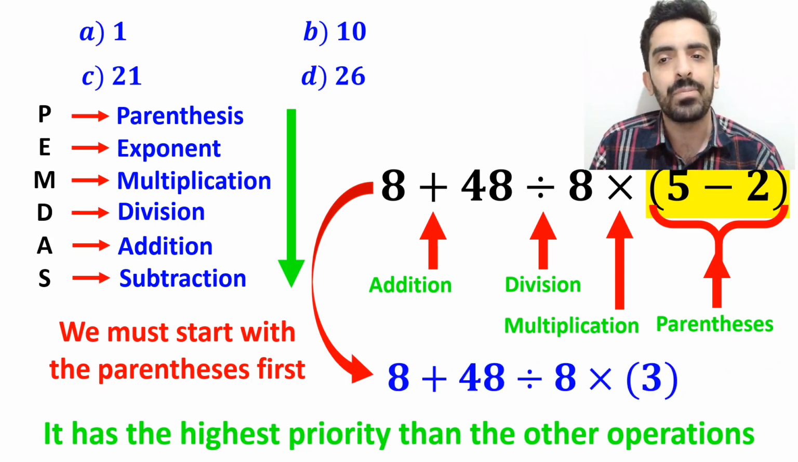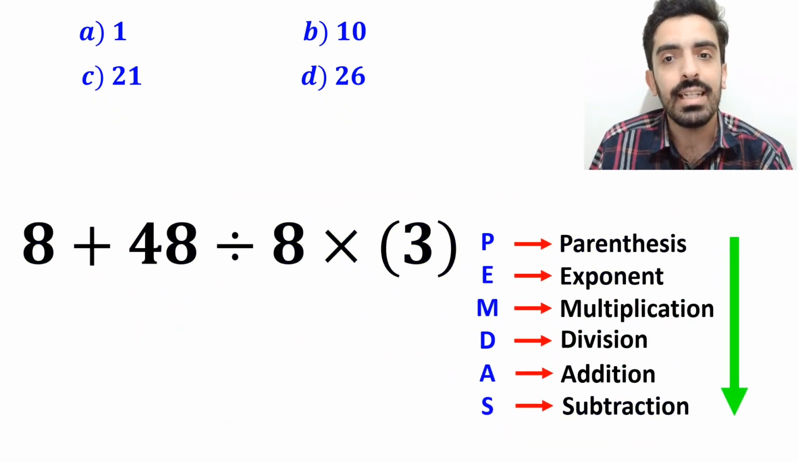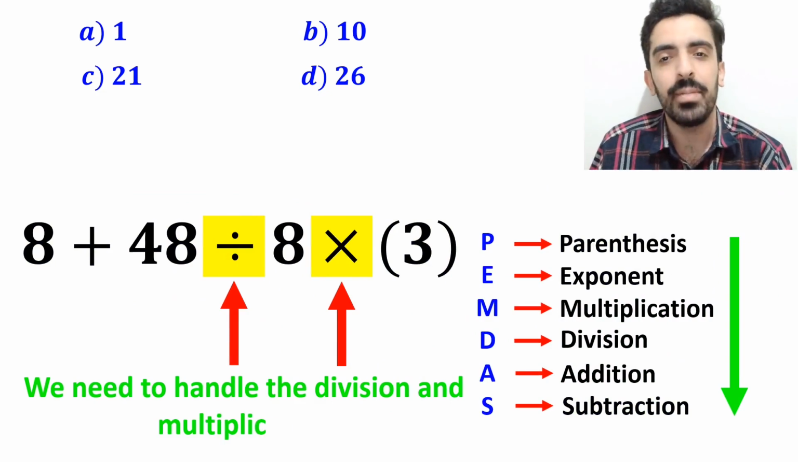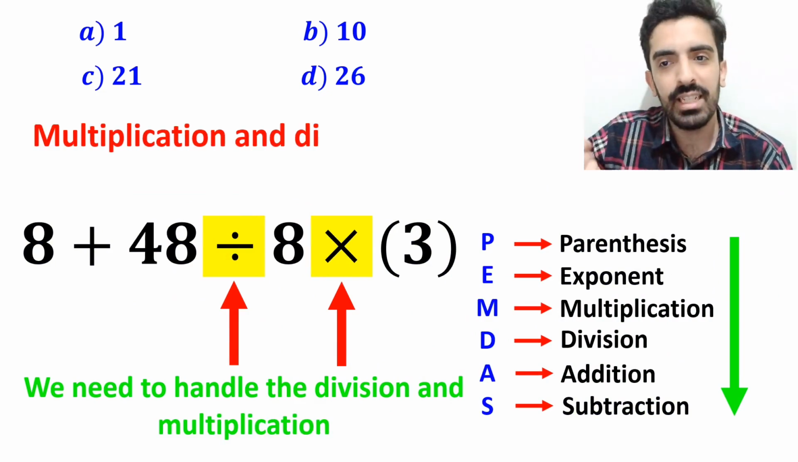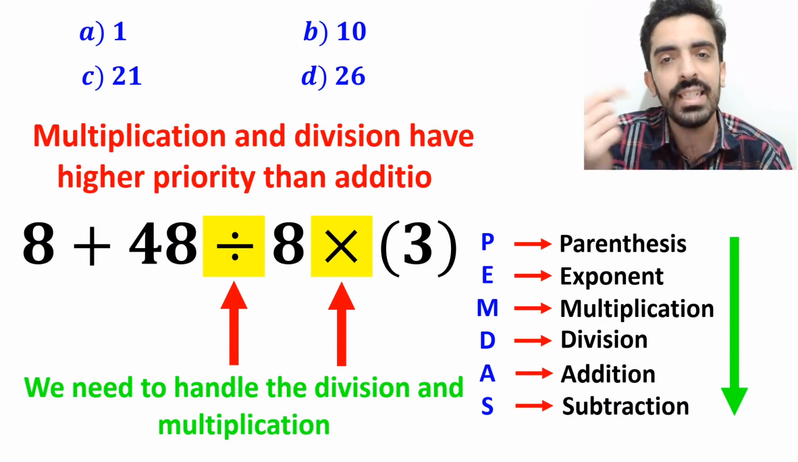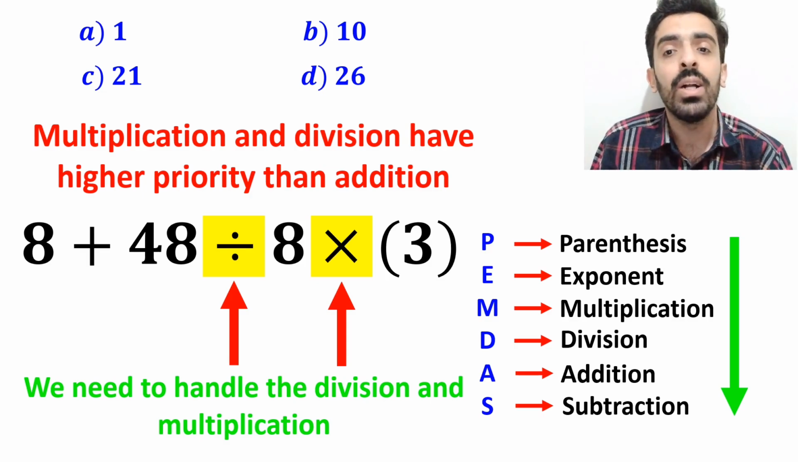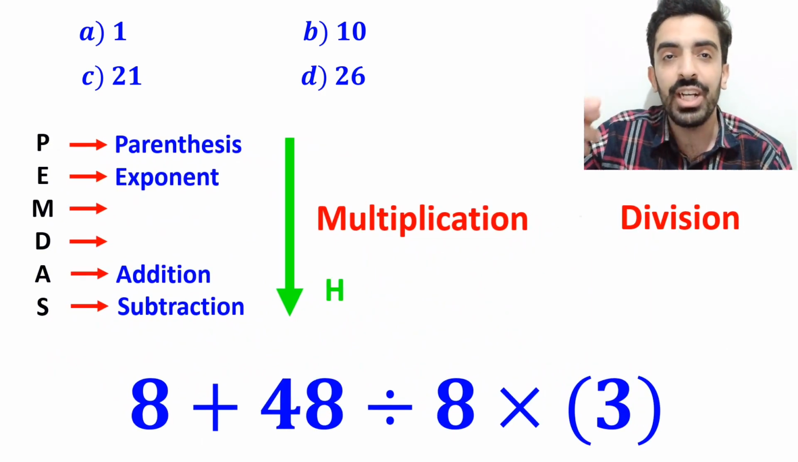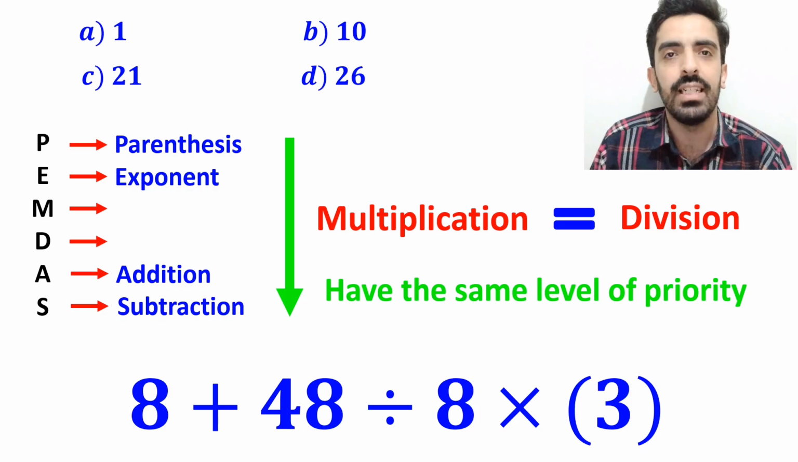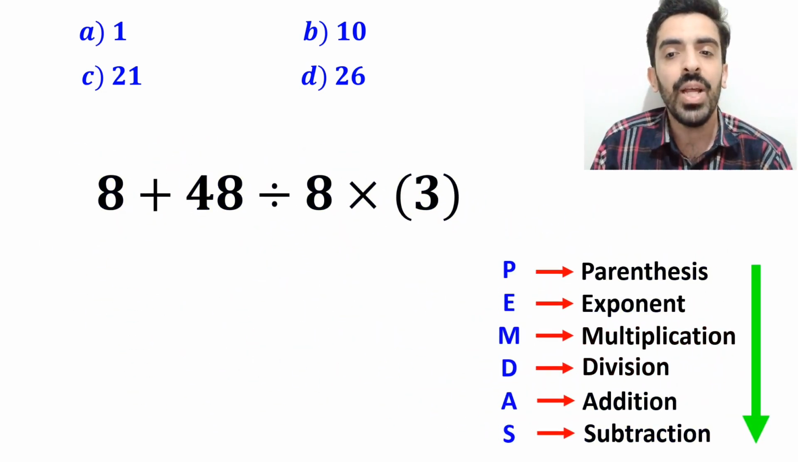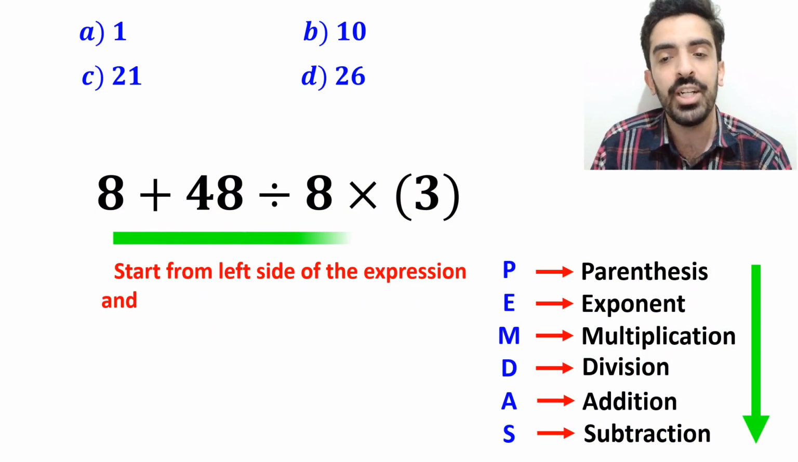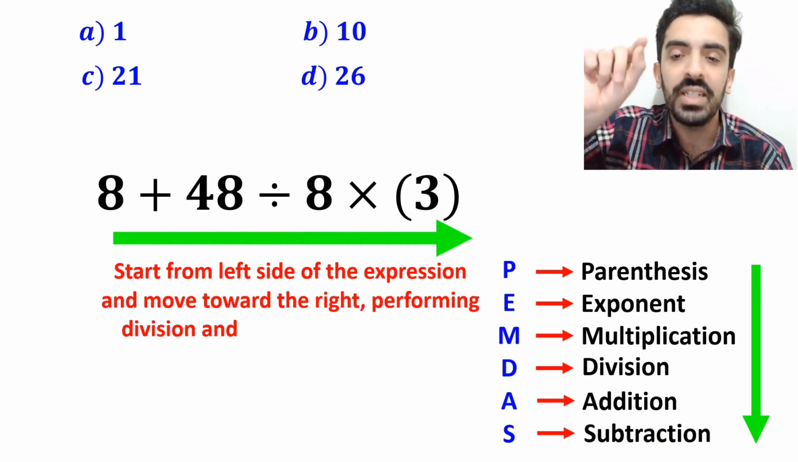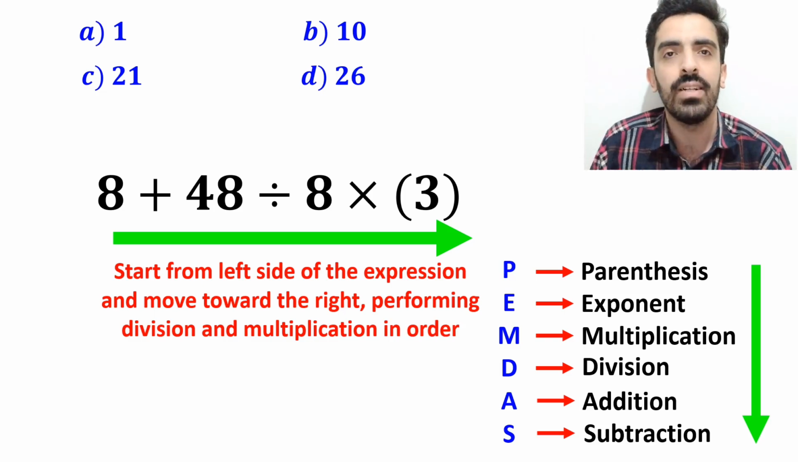So, instead of this expression, we can write 8 plus 48 divided by 8 multiplied by 3. And the next step, we need to handle the division and multiplication, because multiplication and division have a higher priority than addition. However, it's very important to note that in the PEMDAS rule, multiplication and division have the same level of priority. In this situation, the best thing to do is to start from the left side of the expression and move toward the right, performing division and multiplication in order.